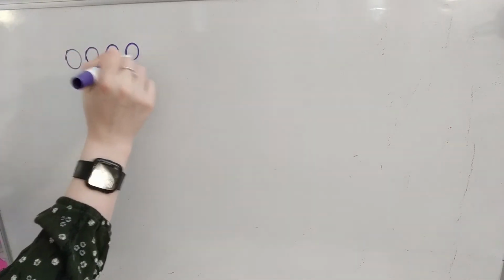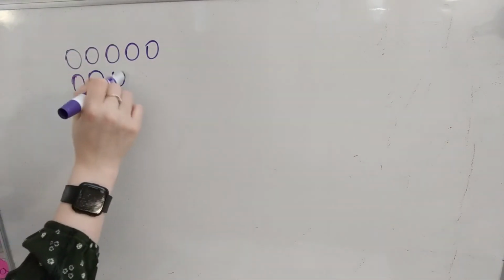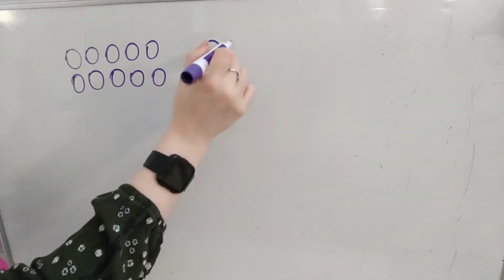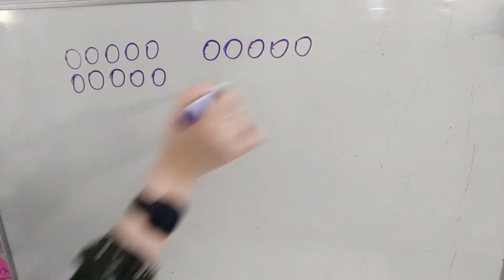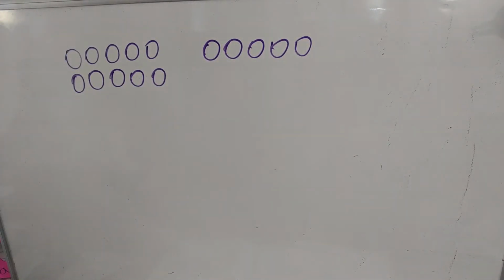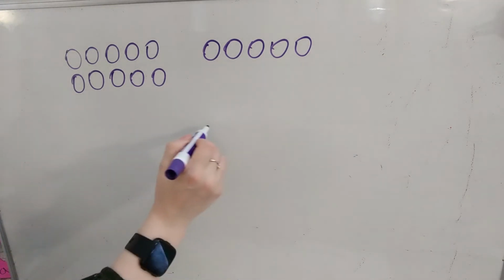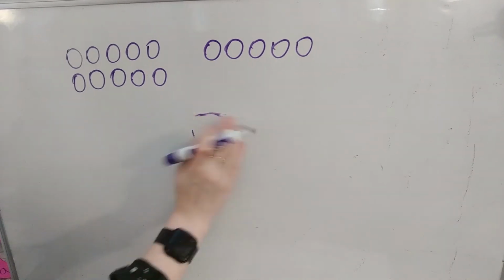So I'm going to stop and draw a picture of what I know. It said there are 15 balloons. 1, 2, 3, 4, 5, 6, 7, 8, 9, 10, 11, 12, 13, 14, 15. There are 15 balloons. So that's all together, right? Let's put that on the side.